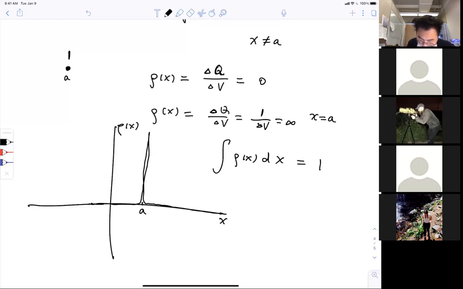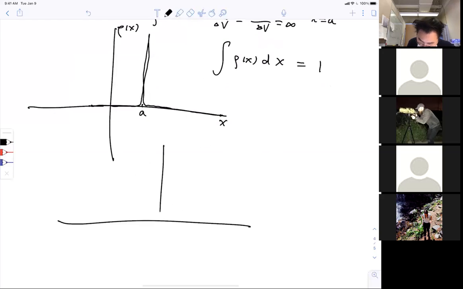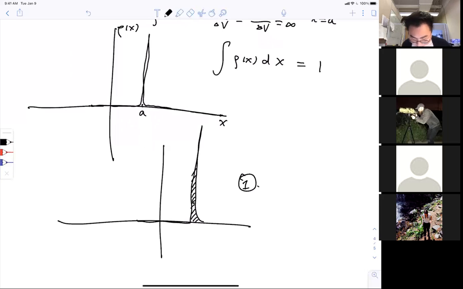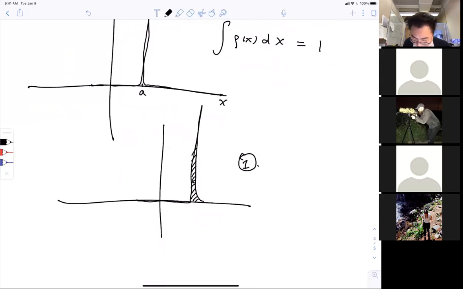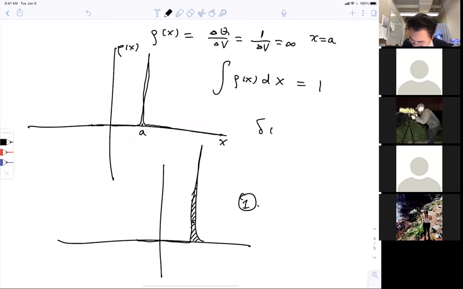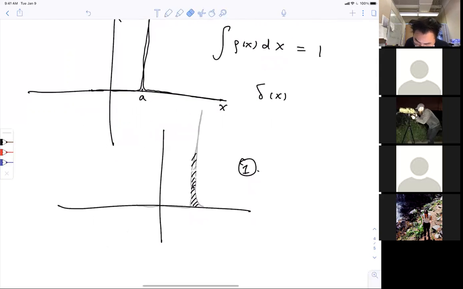So that's it. Basically, the delta function is a function which is infinite at some place, but the area under it is 1. That's how we define the delta function. And by the way, it's also an even function. I mean, if we place the delta function at the origin, it's even. You can say it's kind of an even function.